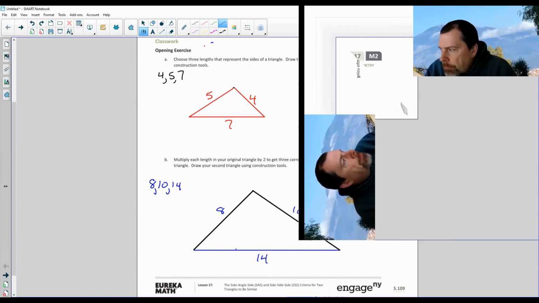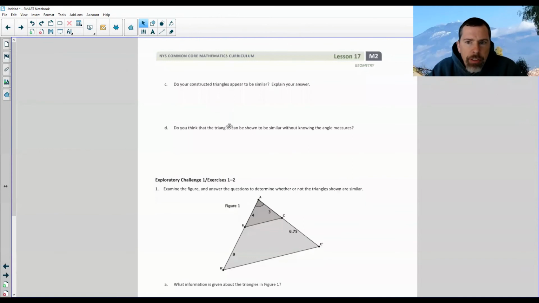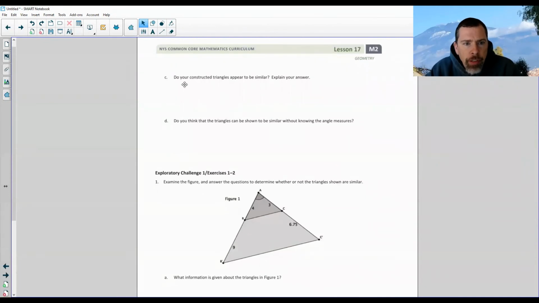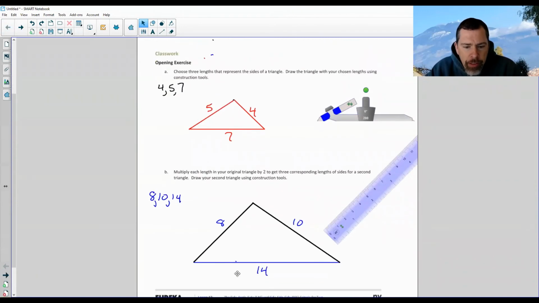All right. Okay, page 2 brings us to answering some questions about what we just did. It says, do your constructed triangles appear to be similar? Explain your answer. So if I go back and look at this, these are flipped around. My longer side is 5, which is here. This is 10. 5 times 2 is 10. 7 times 2 is 14. 4 times 2 is 8. The lengths doubled, so there is a proportion.